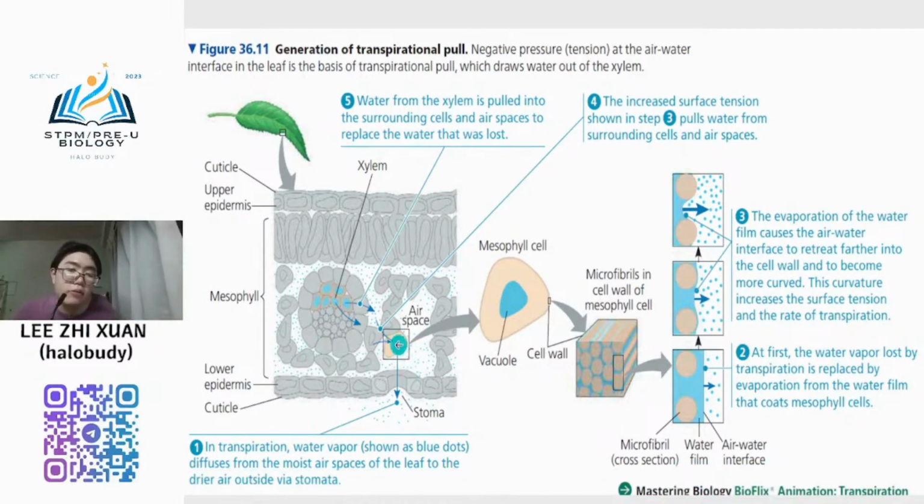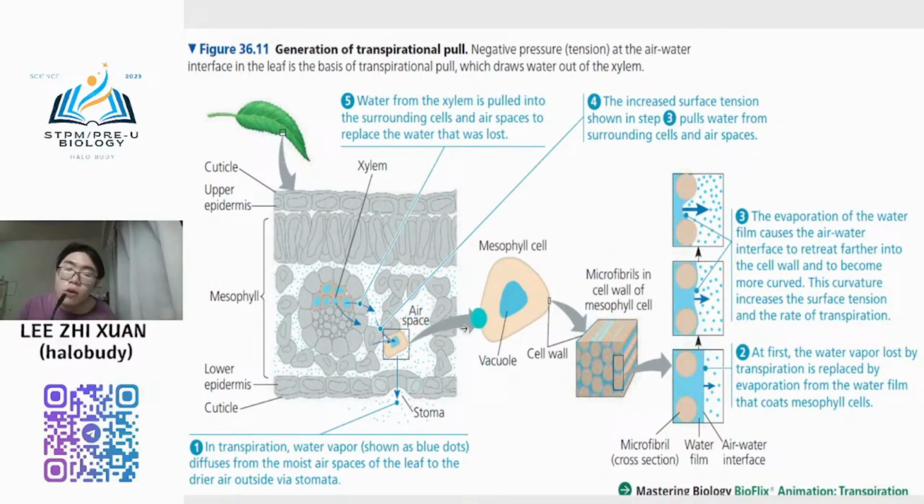And then we know that our leaf contains palisade mesophyll and also spongy mesophyll, right? And palisade mesophyll, if you still remember, is regularly shaped. The cells are lined up one by one and packed together. But in spongy mesophyll, the cells are arranged loosely, and there are many air spaces there. So the air spaces will contain a lot of water vapor.